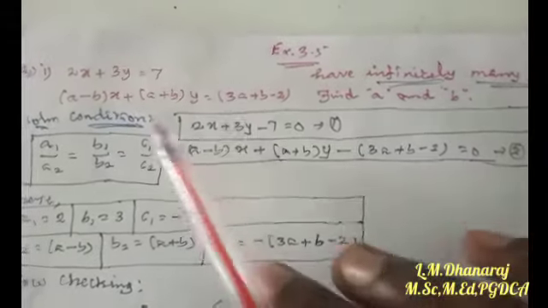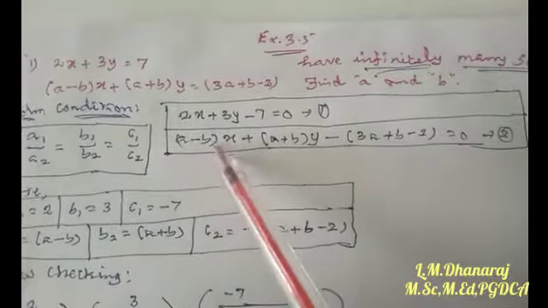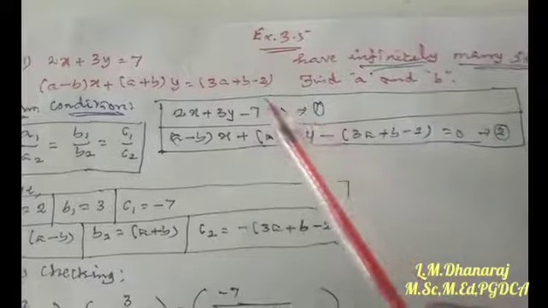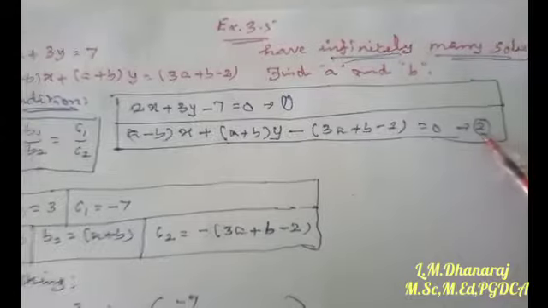So the first equation becomes 2x + 3y - 7 = 0. This is equation number 1. For equation number 2, (a - b)x + (a + b)y - (3a + b - 2) = 0, with the last term in a bracket. Make it equation number 2.